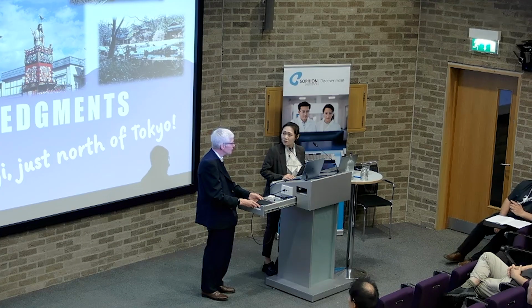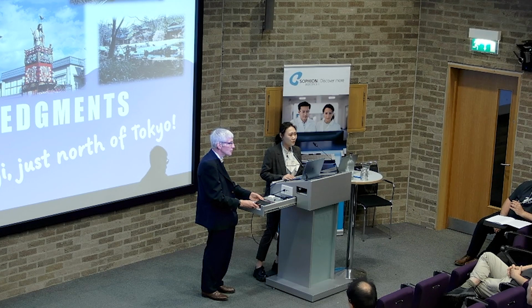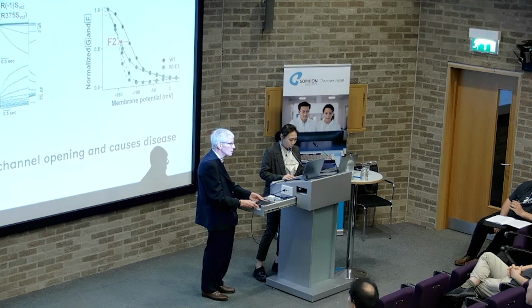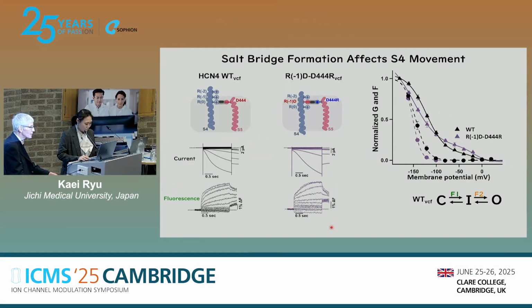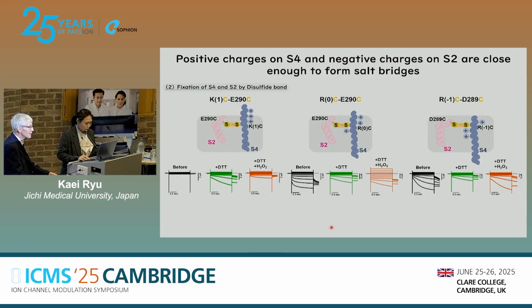We just use the buffer from the SN channel, and this is a higher current, and with the disulfide bond, this current was when the disulfide S4 was moved down, and the disulfide makes the open state, and this is no current because it's a closed state.